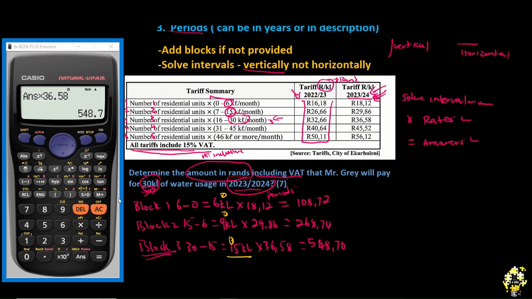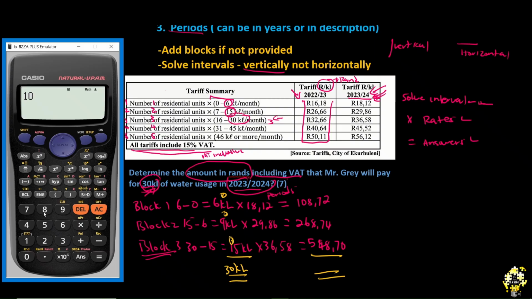So let's just come here and do this. Now, 6 was the first interval. 9 was the second interval. 15 was the last interval. Do they give us 30? We can be confident that we have paid for 30 kiloliters. Now, let's come here and get our answer for the amount that we are supposed to pay.